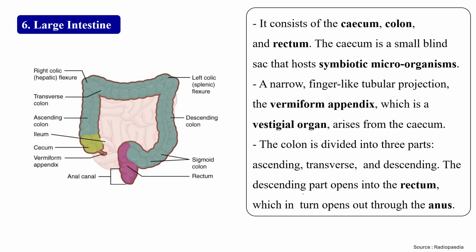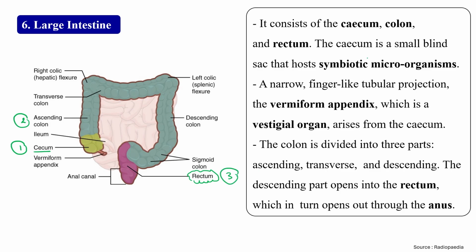Okay, after the small intestine, what is the last part? Large intestine. We can classify the large intestine again into three different parts. The first part is the cecum. The ileum opens into the cecum, and then the colon, this green part, and this purple part is the rectum.